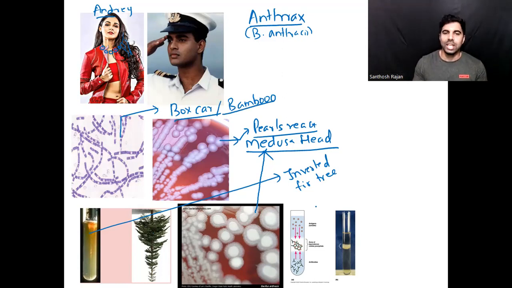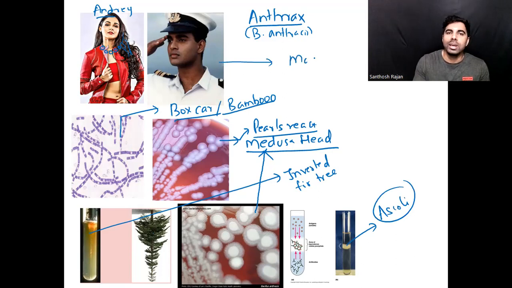This is Bacillus anthracis, and this one is the Ascoli thermoprecipitation. Why Ascoli? Because her boyfriend is Maddie. Why do I say Maddie? McFadyean reaction positive. McFadyean is only positive for the capsule of Bacillus anthracis. What is in its capsule? A for anthrax, A for amino acid, the polypeptide. So Maddie is the McFadyean reaction, positive for capsule.